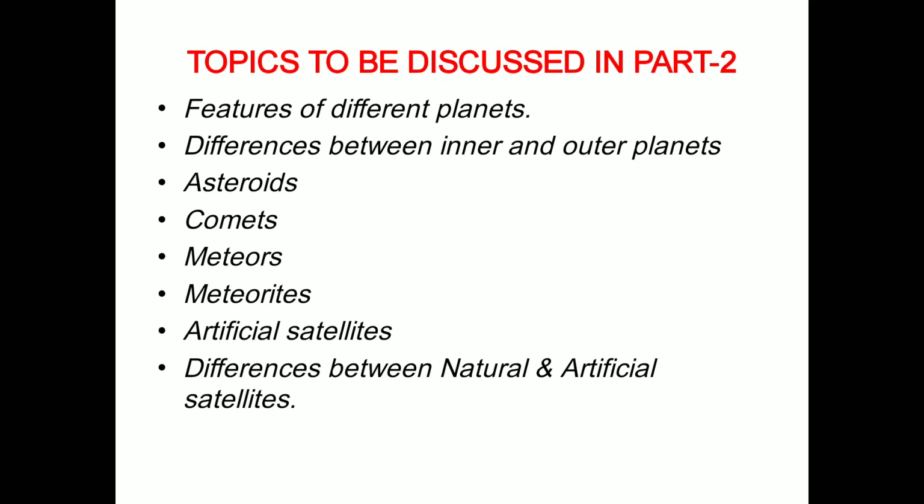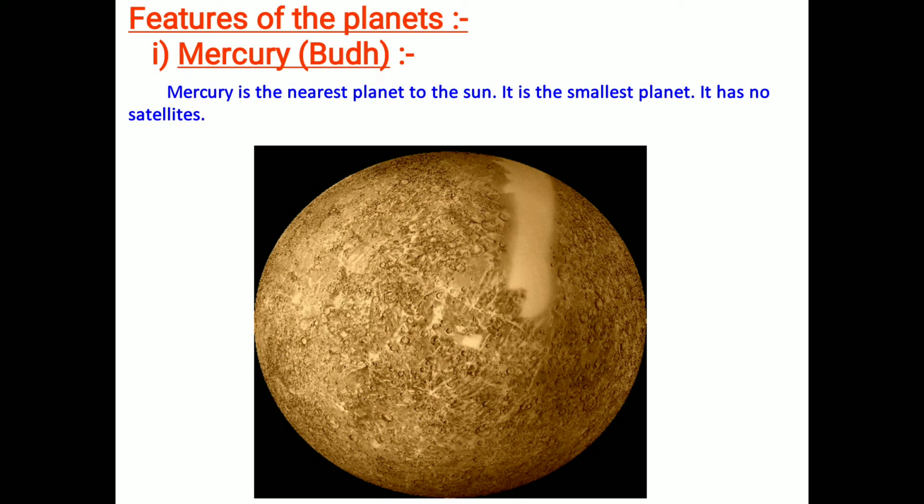In the second part, we'll discuss features of different planets, differences between inner and outer planets, asteroids, comets, meteors, meteorites, artificial satellites, differences between natural and artificial satellite. So let us have a look at the features of the planets.